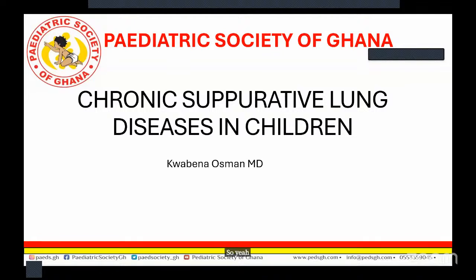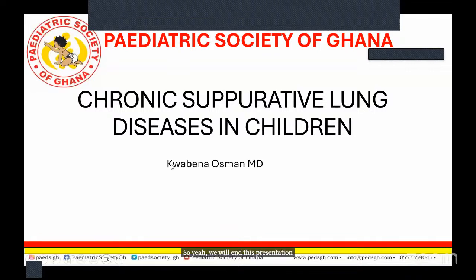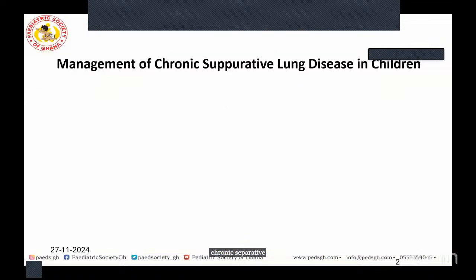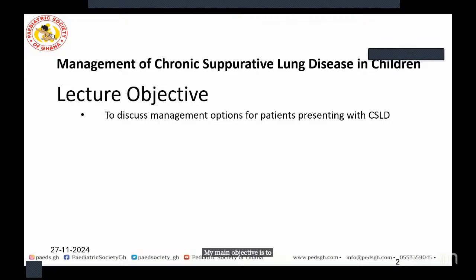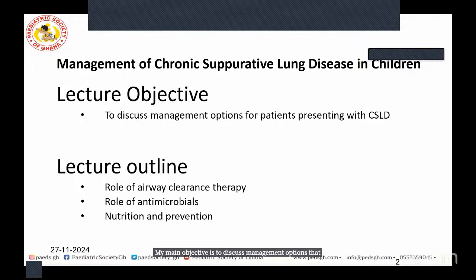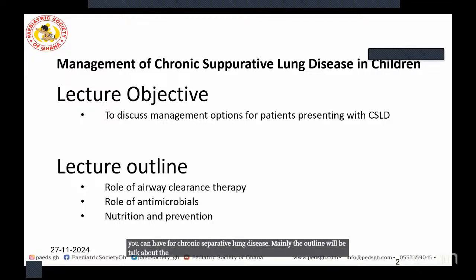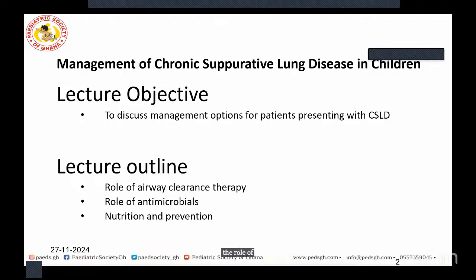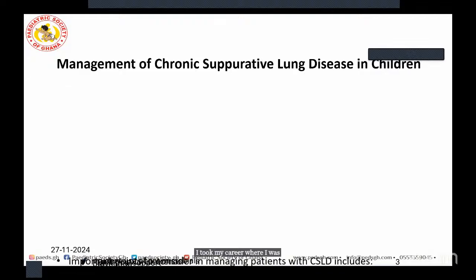So we'll end this presentation with the management of chronic suppurative lung disease. My main objective is to discuss management options that you can have for chronic suppurative lung disease. Mainly the outline will be to talk about the role of airway clearance, the role of antimicrobials, and nutrition and prevention.